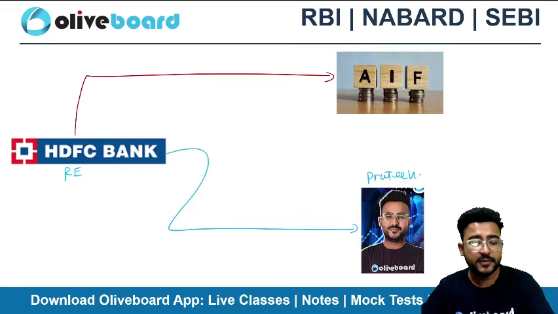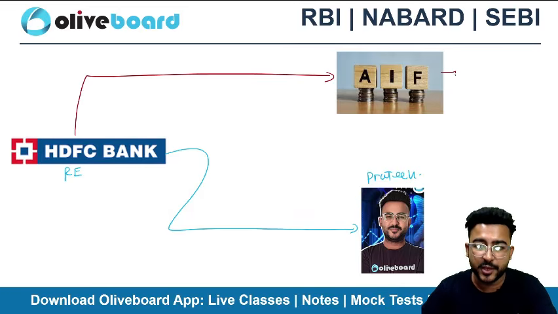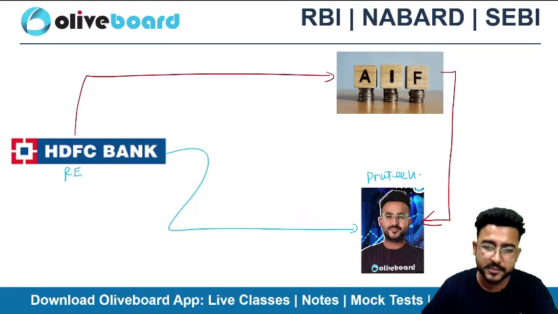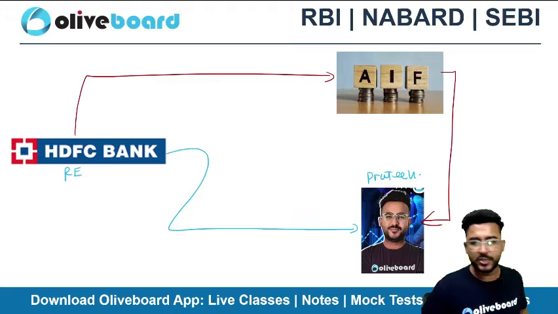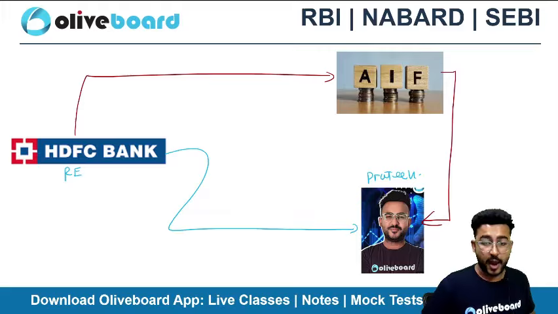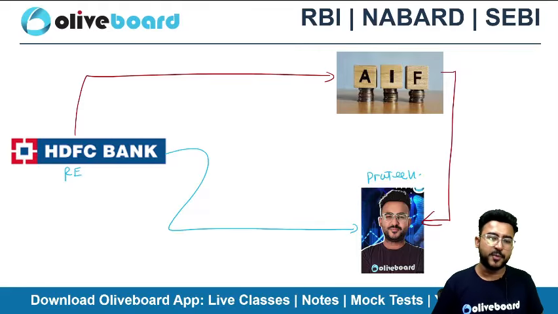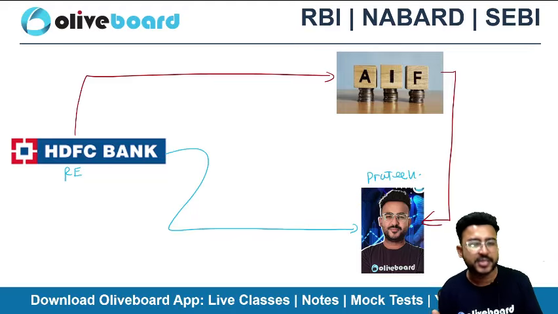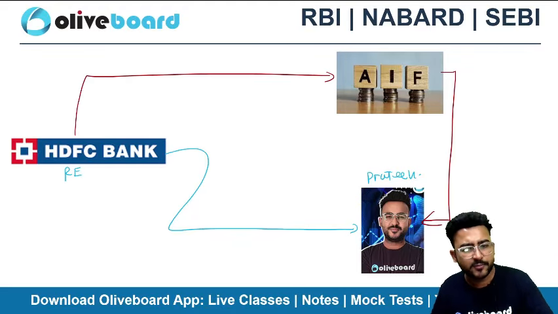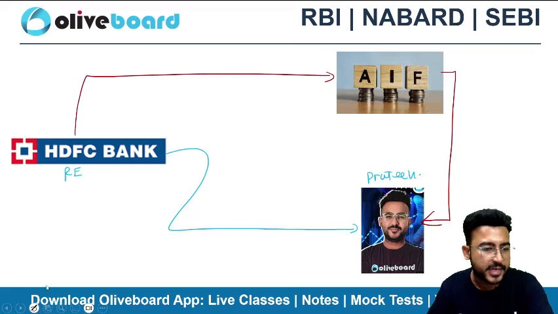This AIF is again somewhere or the other giving me loans or advances or any kind of contribution. Again to Prateek. That's a problem. Why is that a problem? Because this is a downstream transaction now. This is a downstream transaction now. Sir, how is it downstream? It's quite simple.